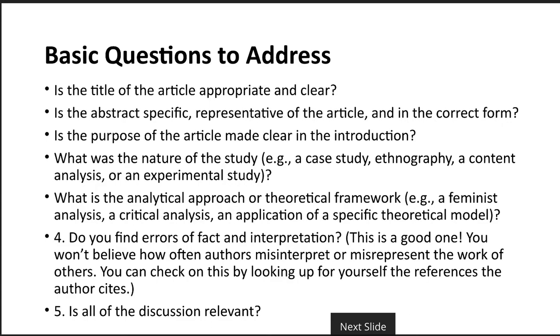Is the purpose of the article clear in the introduction? As I said earlier, the introduction should include a statement of the problem. The researchers should identify the problem clearly. They should include the objectives, the aims, the research questions, right? These different things. If any one of them is missing, then you can say it's a weak introduction to the research paper, right?